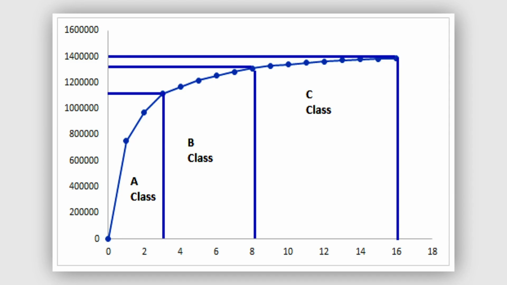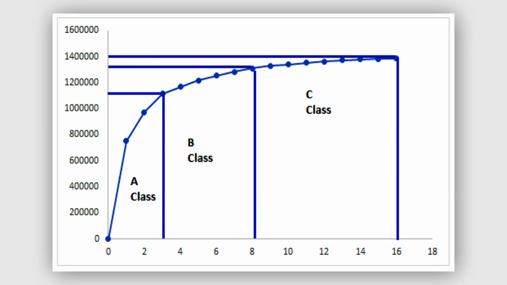The B class items are moderate items, less expensive than the A class items, and the volume is bigger than the A class, coming to more than 5. Their cost is roughly 2 lakhs. So where the A class item has a value of 11 lakhs, the B items are about 2 lakhs, but the volume is much more.